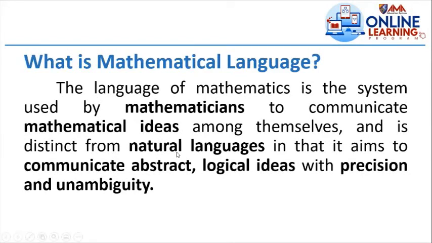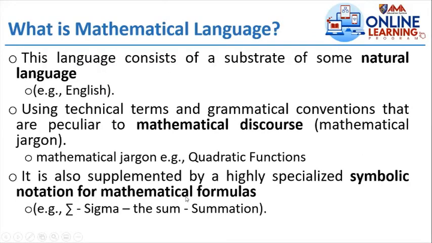It is different from natural languages since mathematics has its own language and since math is a science of abstract objects and logical ideas, so it conveys abstract and logical ideas with precision and clarity. Yan, so walang ambiguity. This language also consists of a substrate of some natural language, for example, English. It is also using technical terms and grammatical conventions that are peculiar in mathematical discourse.